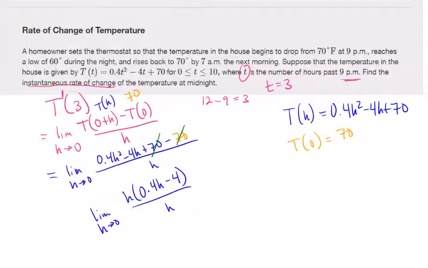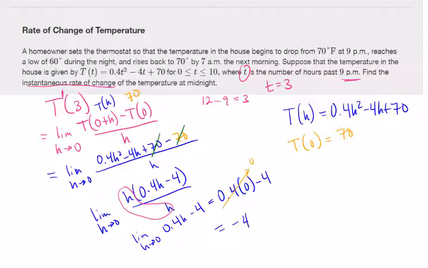Now that these match up on top and bottom, they can cancel out, and what we're left with is the limit as h approaches 0 of 0.4 h minus 4. At this point, we can directly evaluate because we don't have the threat of a 0 in the denominator anymore. So it's just going to be 0.4 times 0 minus 4. 0.4 times 0 is 0, so 0 minus 4 is negative 4.